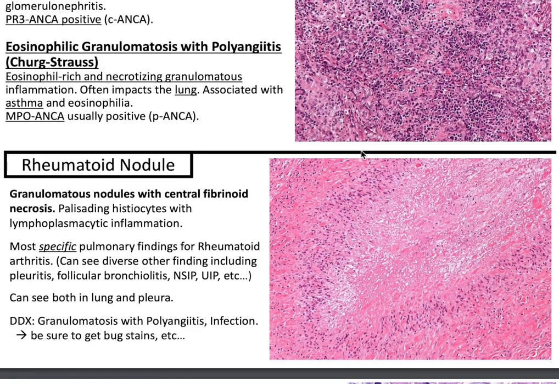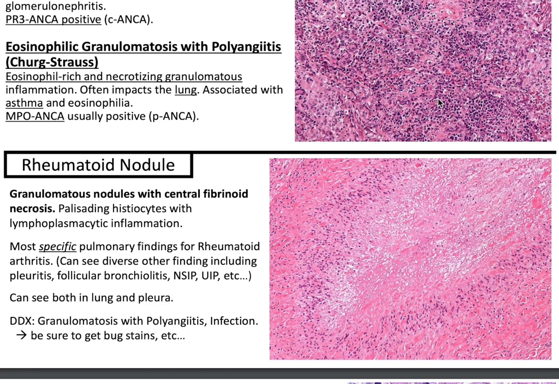Rheumatoid nodule. Histologically, you'll see granulomatous nodules with central fibrinoid necrosis. You'll see palisading histiocytes with lymphoplasmacytic inflammation, as you can see here. And this is the most specific pulmonary finding for rheumatoid arthritis.